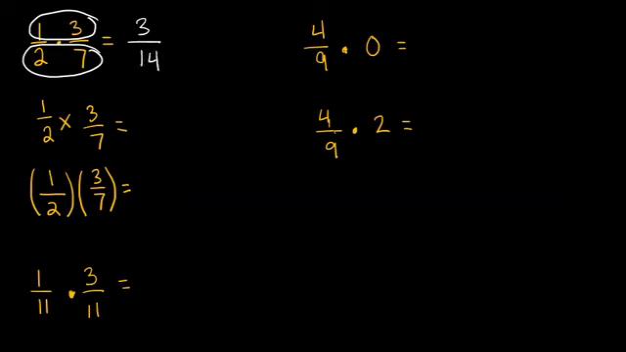The next one has the same exact numbers, except there is a times symbol, like a little X. So we're going to apply the same concept. Take the top part, the numerator, 1 times 3 is 3. The bottom part is 2 times 7, which is 14.